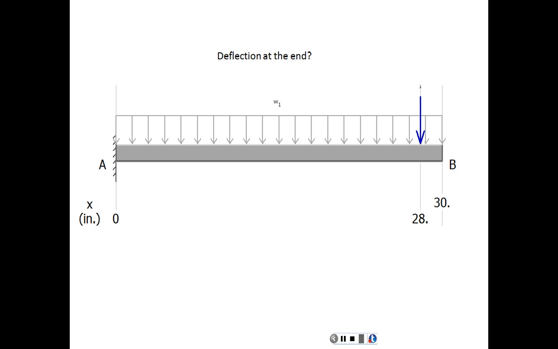Is this a new one? Yeah, this is a new one. Oh, I see. It's a cantilever. Okay. You want it in the middle, or you want the deflection at the end for the cantilever case?